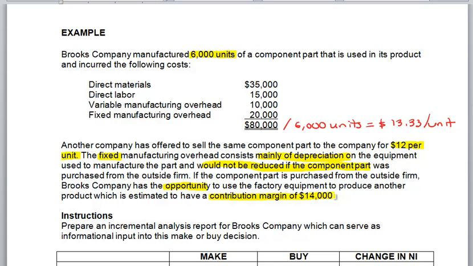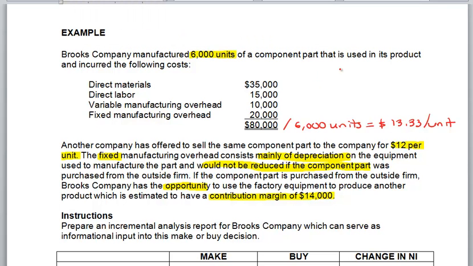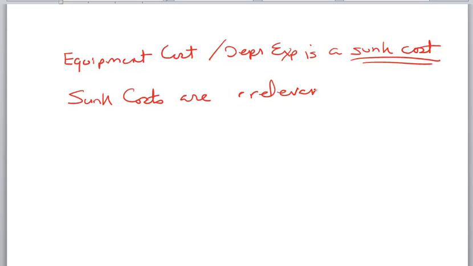Now, even if it didn't tell you that you were going to use that factory equipment for something else, equipment cost is a sunk cost. So let me say that again. Equipment cost and depreciation expense is a sunk cost. And remember, sunk costs are irrelevant. So they do not become part of our analysis.